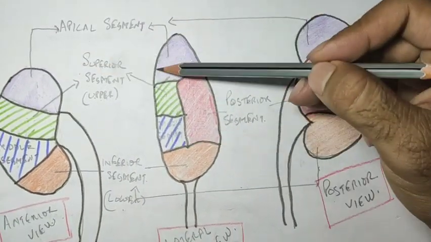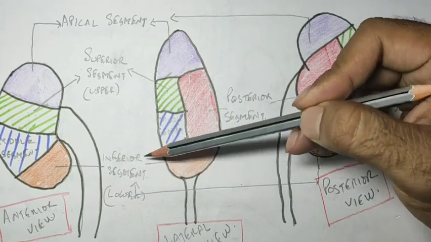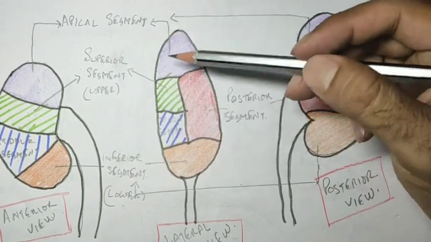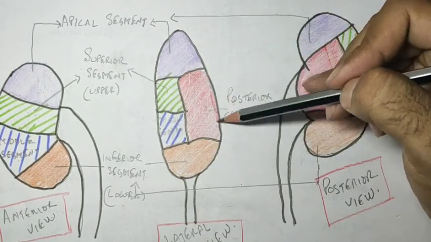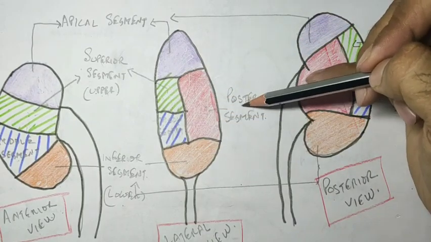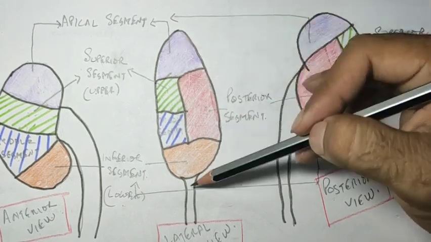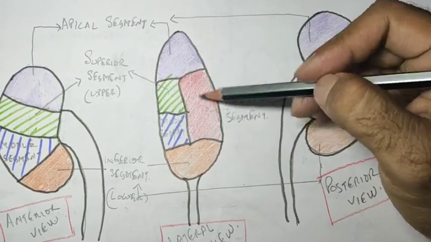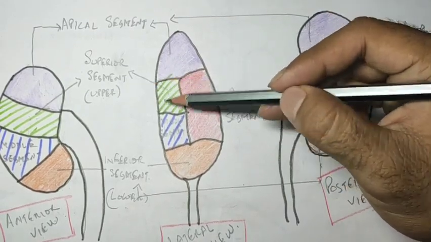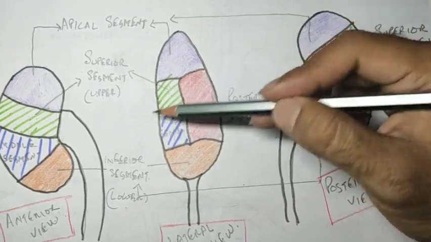Again, the upper pole will be taken up by the apical segment. The lower pole will be taken up by the inferior segment or the lower segment, and in between there will be a portion on the lateral side that will be for the posterior segment, and on the posterior surface. This is the lateral surface, so this will be the posterior aspect of the lateral surface. So it will be the posterior segment, and on the anterior surface we will have the superior and the middle dividing the middle portion of the lateral surface. Okay.